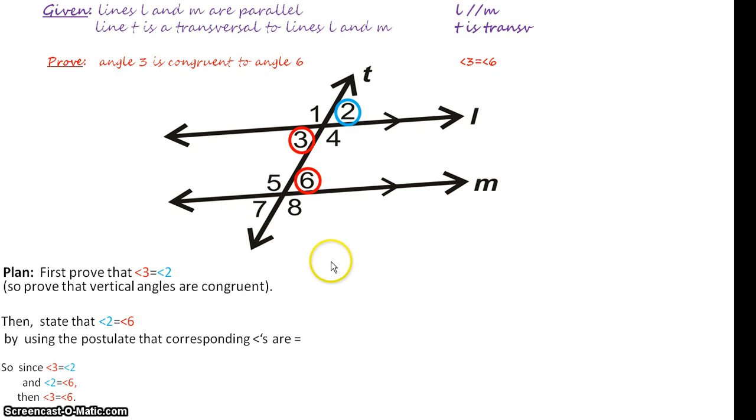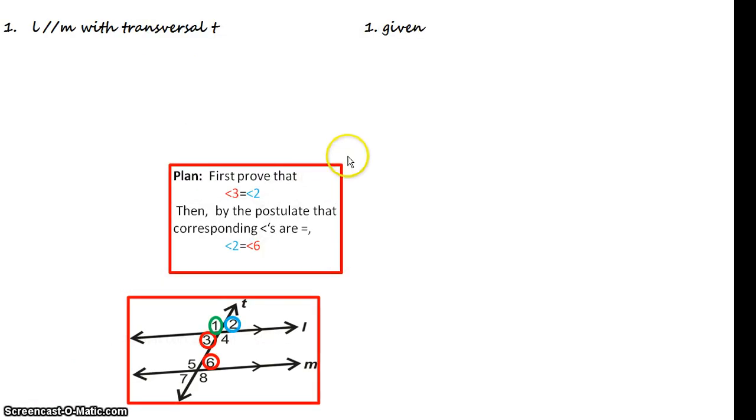So let's go ahead and start our proof. As you can see, I have the diagram here, and I have yet another angle circled in green, and we'll get to that in a minute. And I have our plan here, and I have what was given: L is parallel to M with transversal T.